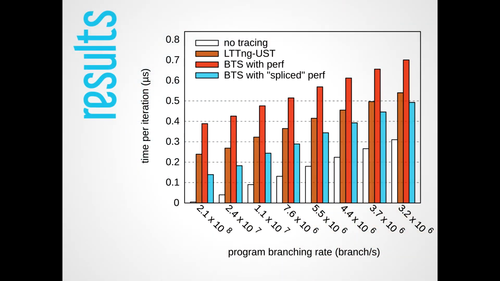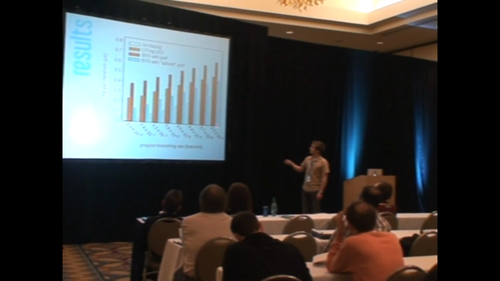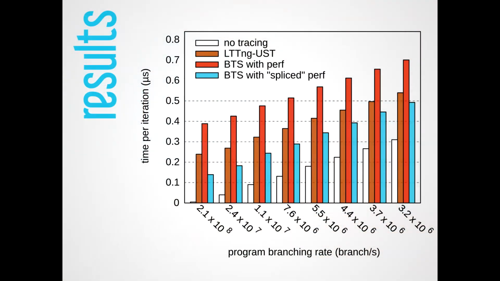It's the blue bars. The overhead is reduced twice as compared to the original perf, and it becomes faster than software tracing. The different programs that you see here have different branching rates. It's an average on a Core i7. You see the average is like 5 million branches per second.